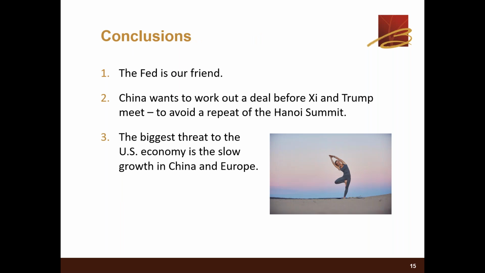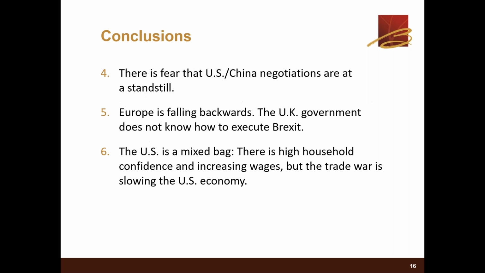And finally, just to draw this to some conclusions, it's important to recognize that the Fed is our friend. Second point, as I mentioned, China wants to work out a deal before Xi and Trump meet to avoid a repeat of the embarrassing end to the Hanoi summit. Federal Reserve Chairman Powell asserts that the biggest threat to the U.S. economy is the slow growth in China and Europe. So the resolution of these trade disputes is even more important.